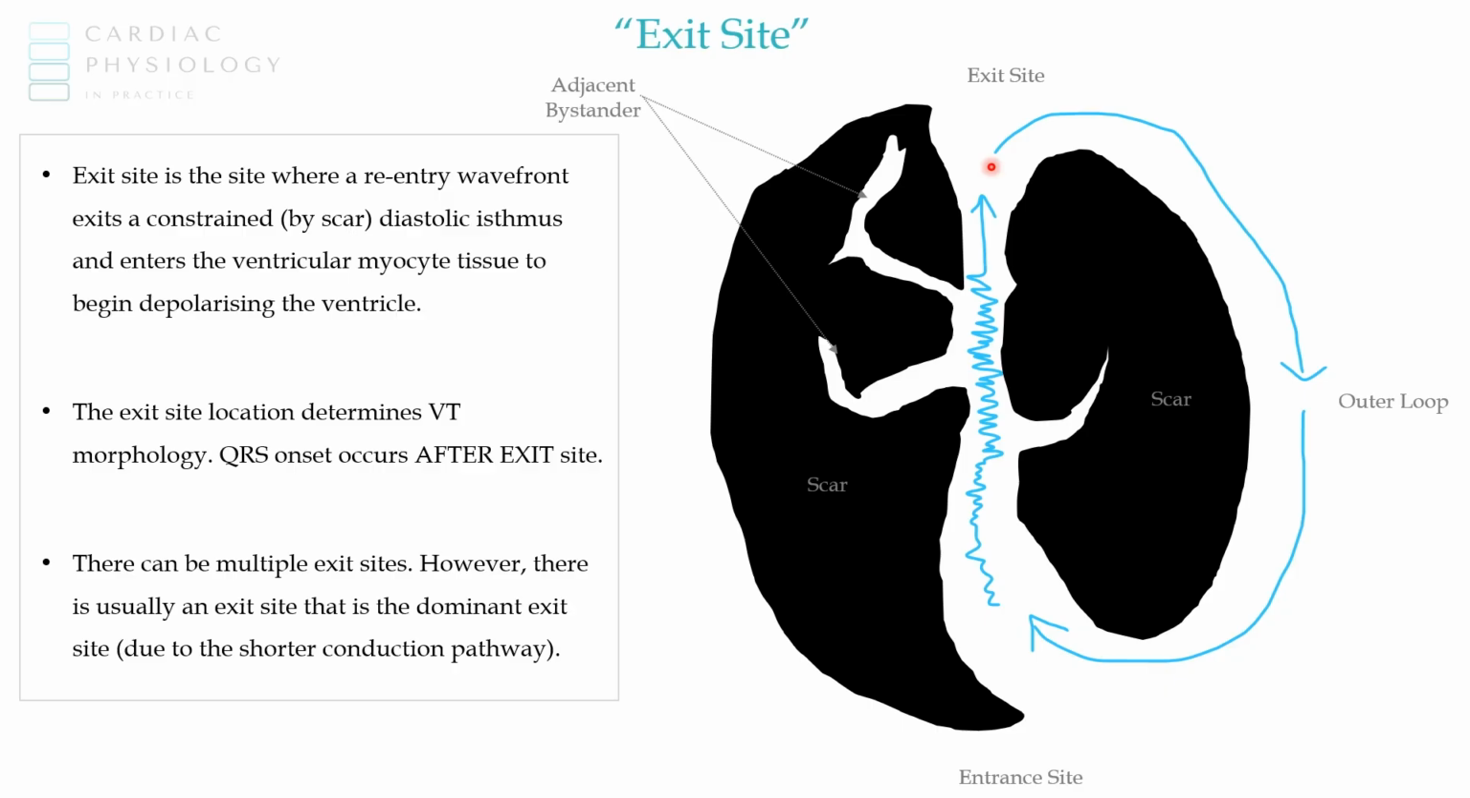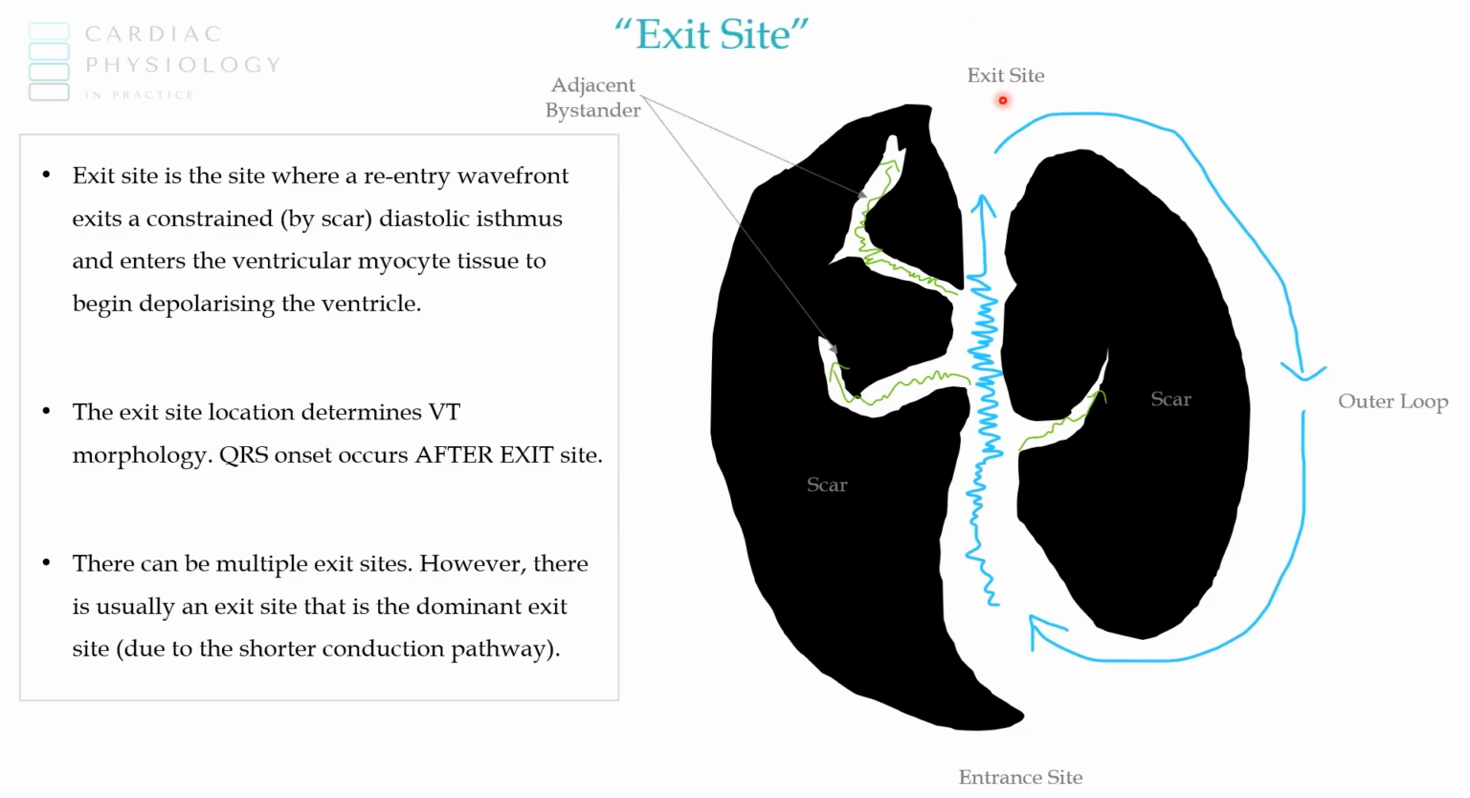And that's where the re-entry arrhythmia of VT exits the constrained scar through the diastolic isthmus, and then it exits at the exit site, where I guess you could say the complex scar where VT is meets the rest of the myocardium. And depolarization exits this diastolic corridor and starts to depolarize the rest of the ventricle now. So the rest of the ventricle starts to depolarize from this location.